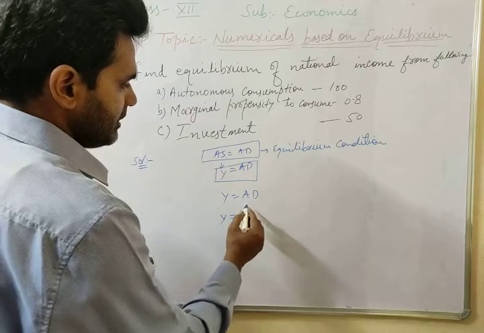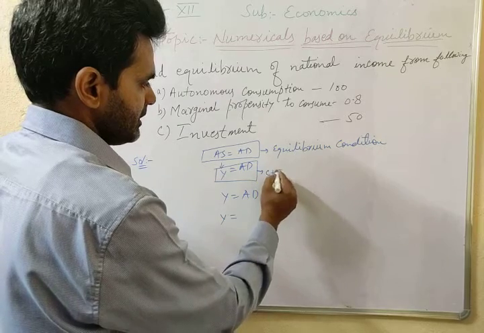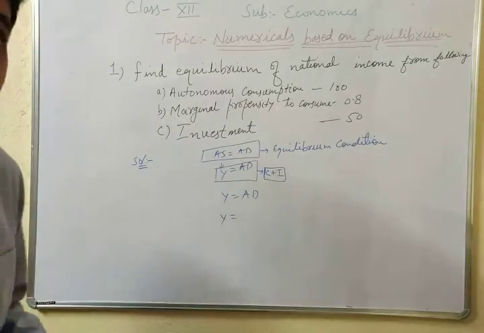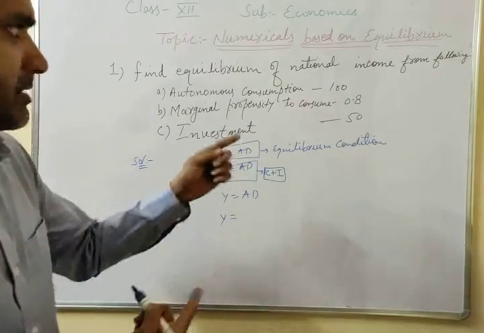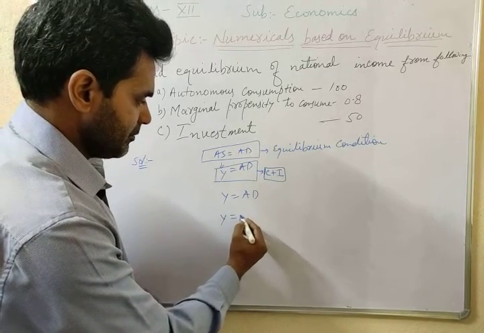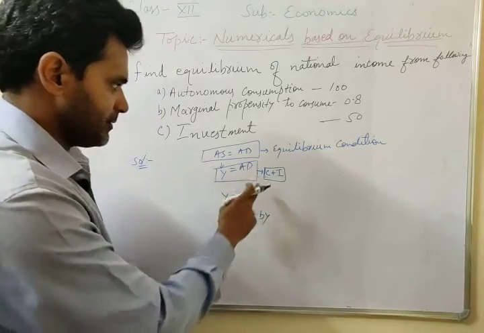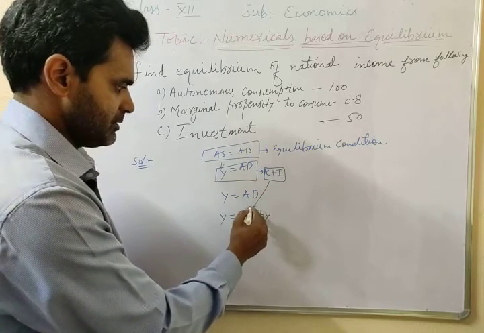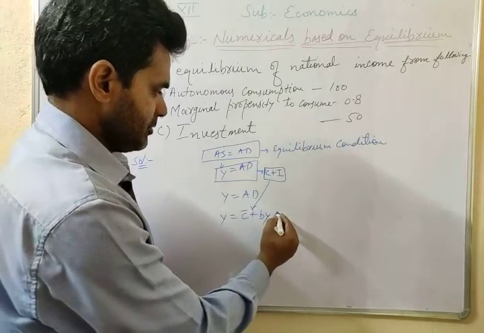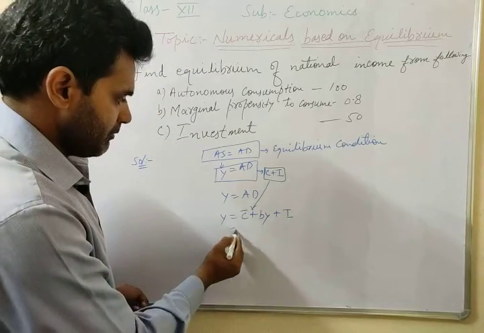So Y is equal to AD, which is a combination of C plus I. AD is the combination of these two, that is C plus I. C means consumption and I means investment. So we put the consumption function over here, that is C bar plus bY. Instead of C we put the consumption function here, C bar plus bY, and then I is given, so plus I, that is 50.